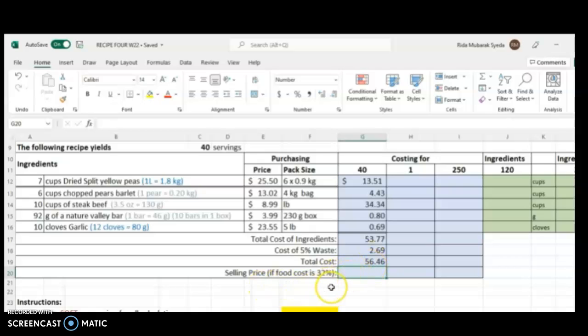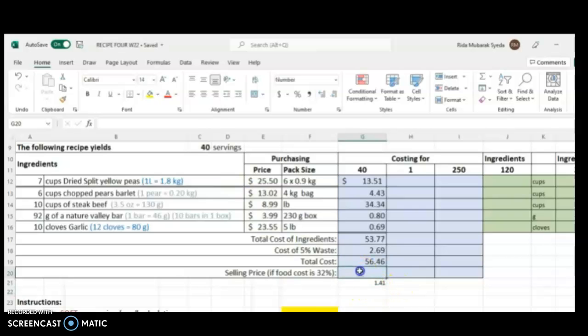Okay, now for the selling price, we need the portion cost first. So to calculate the portion cost, we would need the total cost, and we'll need to divide that by the number of servings or portions, which is 40. And when I press enter, I got 1.41, and that is what I have when I use my calculator.